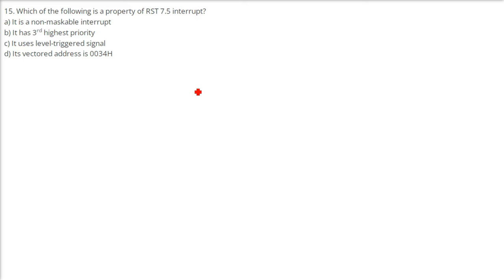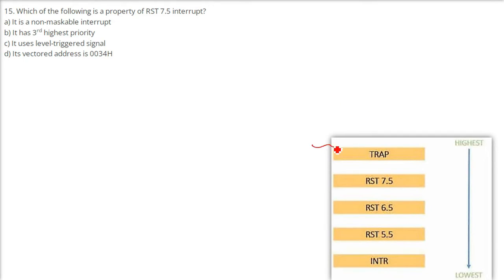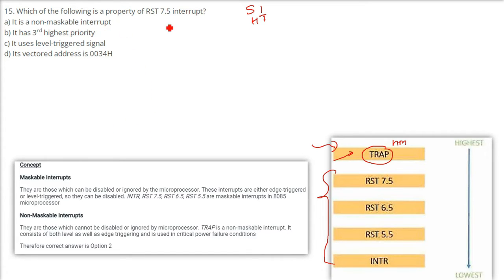Which of the following is a property of RST 7.5 interrupt? Okay, so these are the interrupts. And when we talk about the processor, we have software interrupts and hardware interrupts. The trap has the highest priority. It is a non-maskable interrupt. That is, when it comes, the processor has to handle it. And they have different signals, level triggered signals, edge triggered signals. Vector address is also there. So which of the following is a property of RST 7.5? This is being asked here.